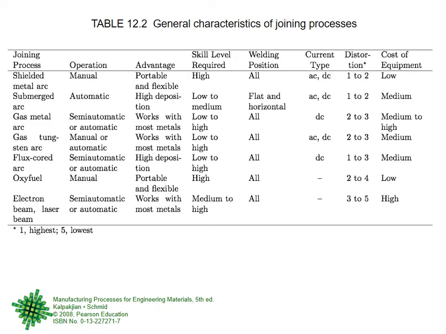Similarly, this is also a very, very good table: general characteristics of joining processes. Again, the joining processes: shielded metal arc welding, submerged arc welding, gas metal arc welding, gas tungsten arc welding, flux core arc welding, oxy fuel, electron beam, laser beam. These are all welding types. What types of operations are there? Manual, fully automatic, semi-automatic, and so on.